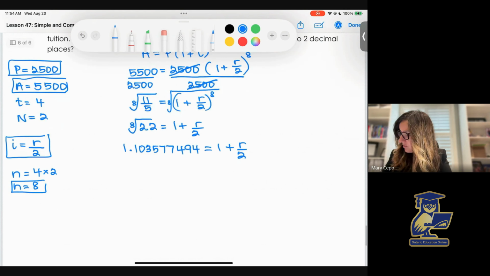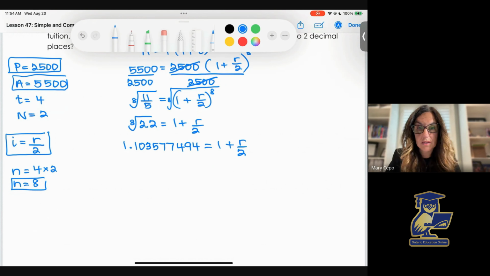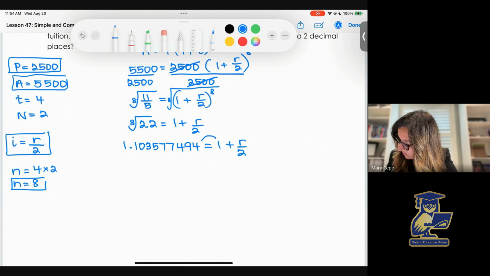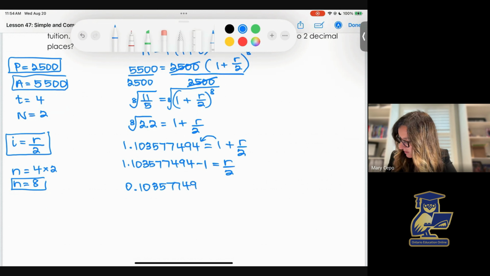Keeping in mind, you don't want to round too soon, as that leads to inaccuracy. We're going to round at the very end. We're going to bring that 1 over, so then you subtract. I know it's a bit tedious writing down all the numbers, but you do want to make sure it's as accurate as possible. So we're left with 0.103577494 is equal to r over 2.